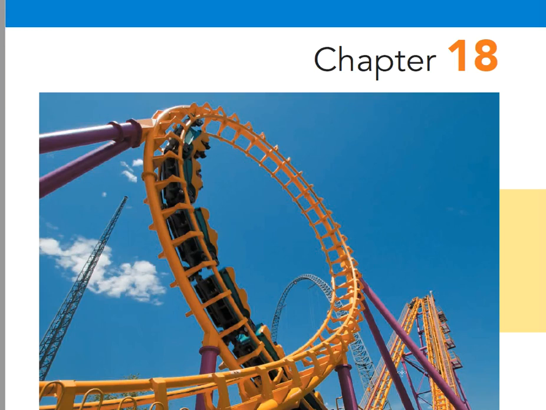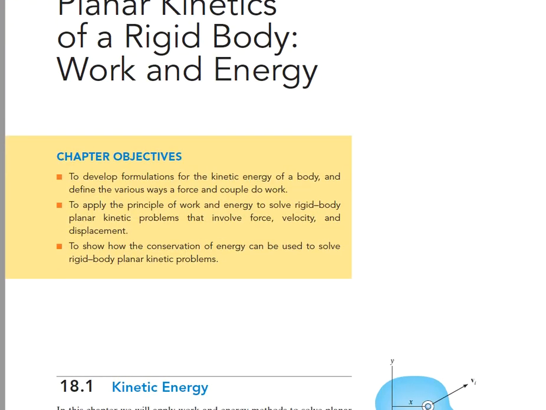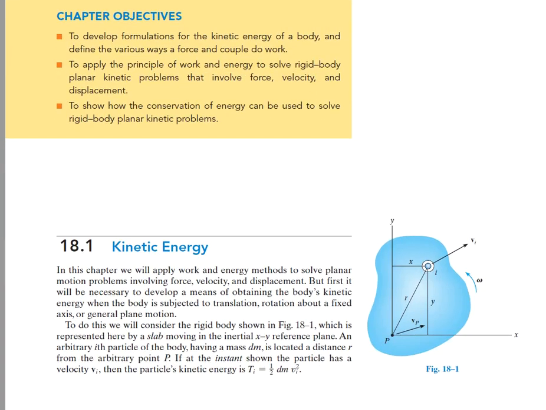This is chapter 18, planar kinetics of a rigid body, work and energy. We learned about kinetic energy of particles in earlier chapters. Here we'll learn that bodies, as they rotate, also carry kinetic energy. So it is the translation and rotational kinetic energies that we're going to deal with in the case of rigid bodies.